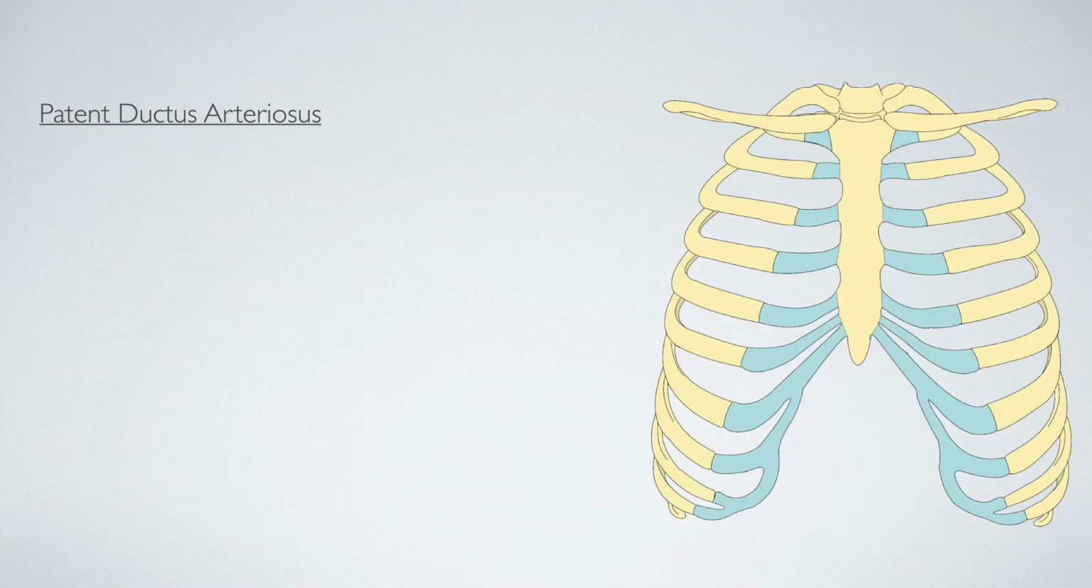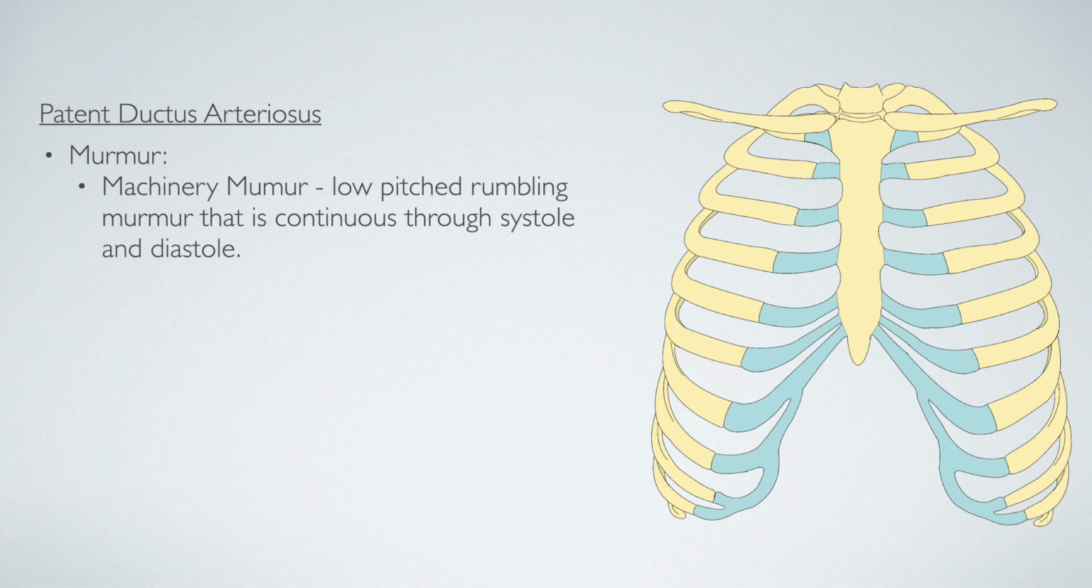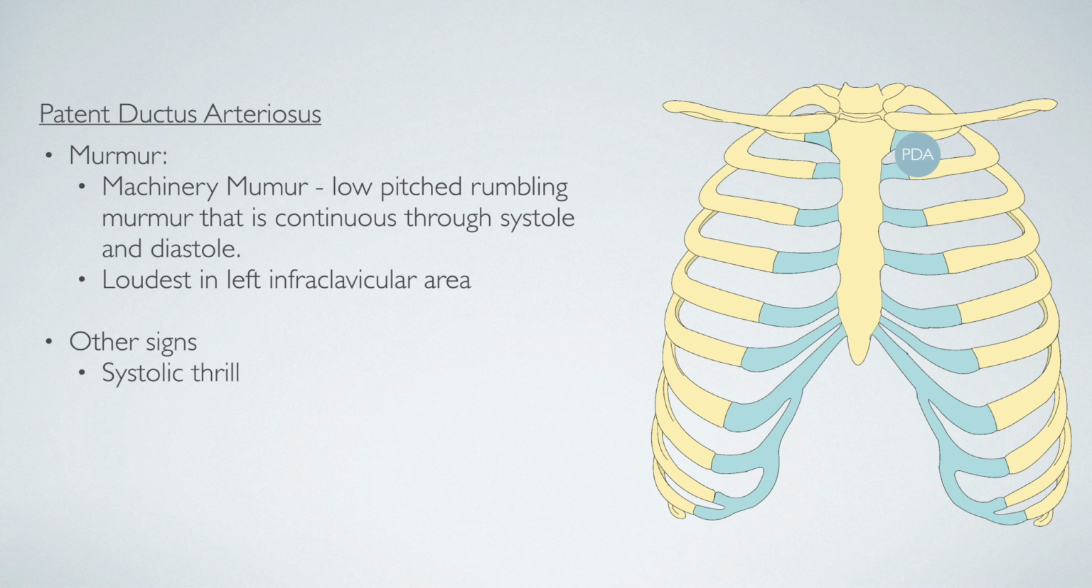The patent ductus arteriosus produces a machinery murmur, which is a low-pitched rumbling murmur that is continuous throughout systole and diastole. It is loudest in the left infraclavicular area. Other signs you may see on clinical examination are a systolic thrill, bounding peripheral pulse, and a widened pulse pressure.